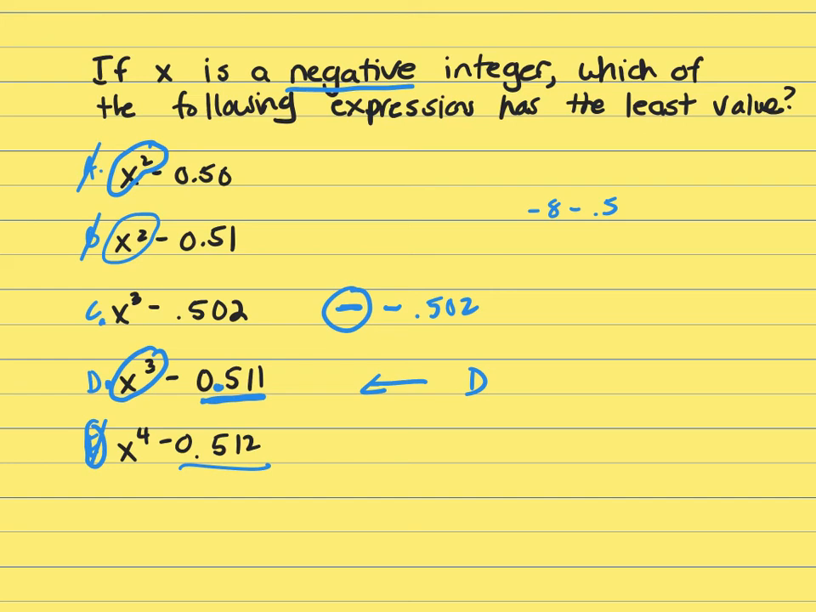Let me see if I can show you. If I had negative 8 minus 1, that's negative 9. But if I subtract off an even larger number, negative 8 minus 2, it's negative 10. It's got a smaller value than negative 9. I think that's a better explanation.